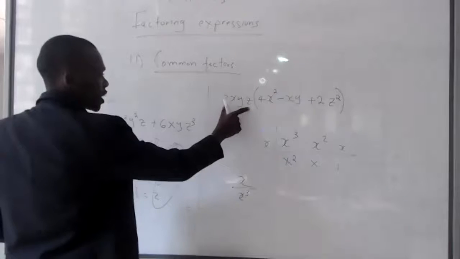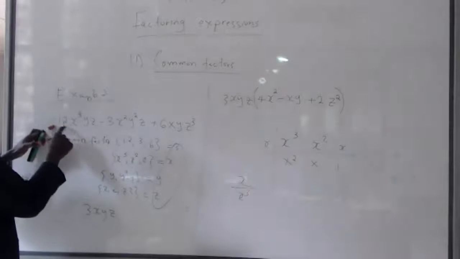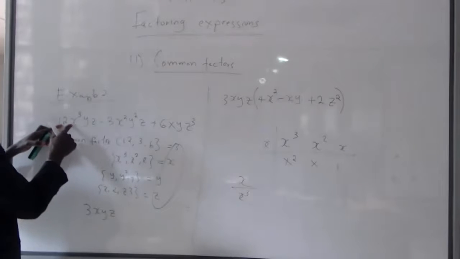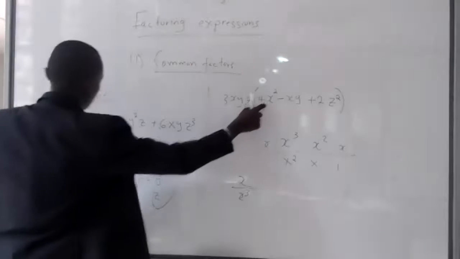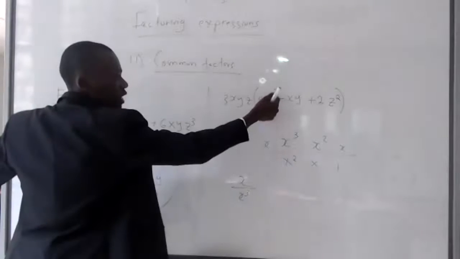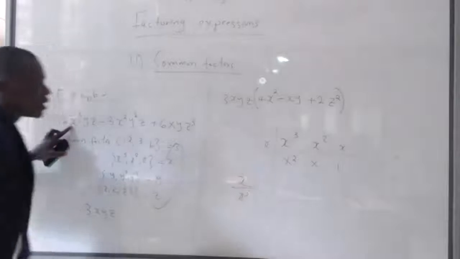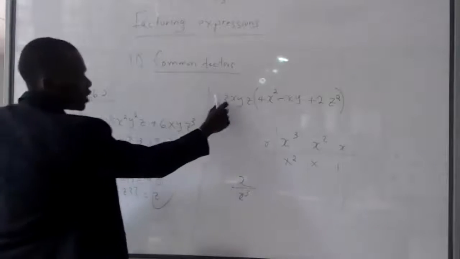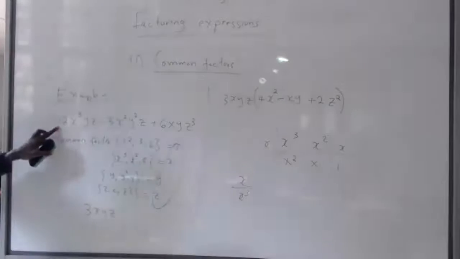So we have 3xyz. In the first term, 3 divides 12 four times. Then x divides x cubed x squared times. Y and z once, so there's no need of writing a 1 here, though there's a silent 1 there. So the first term, we have 3xyz and 4x squared.